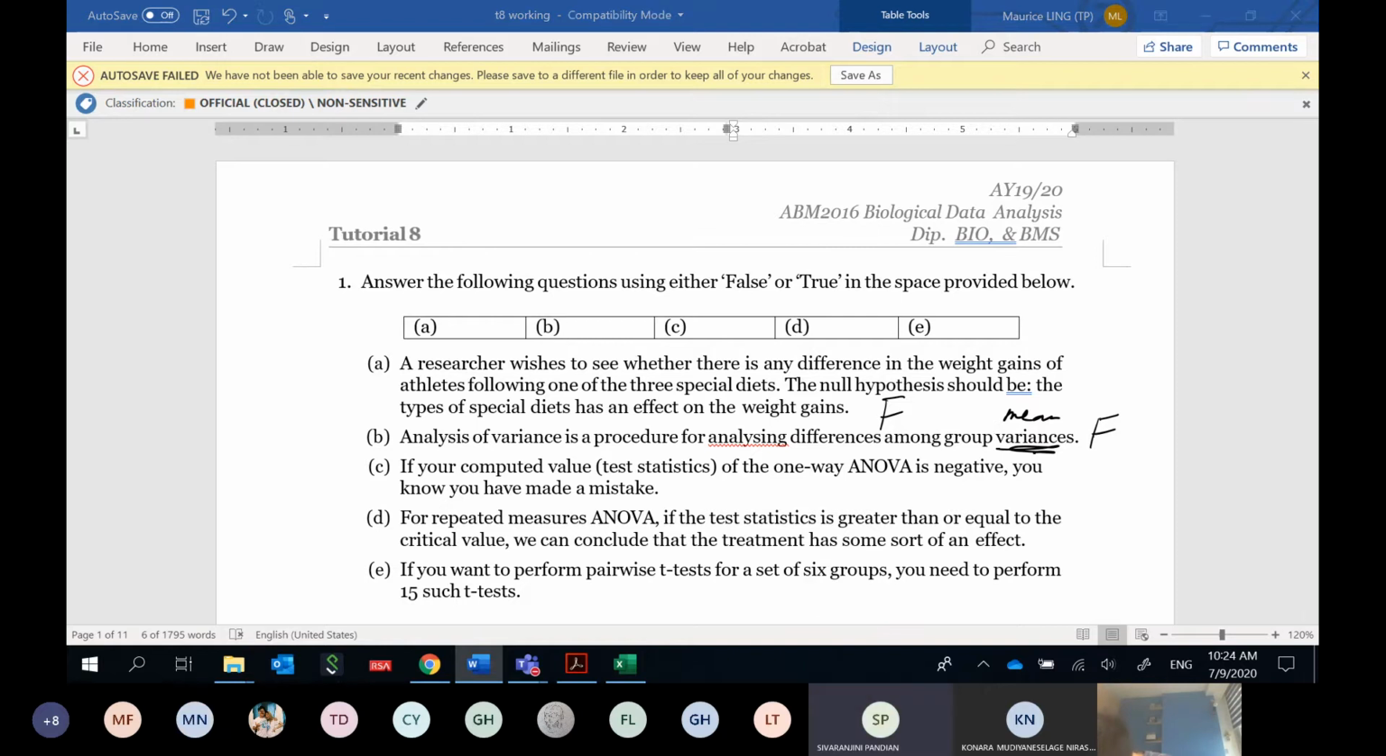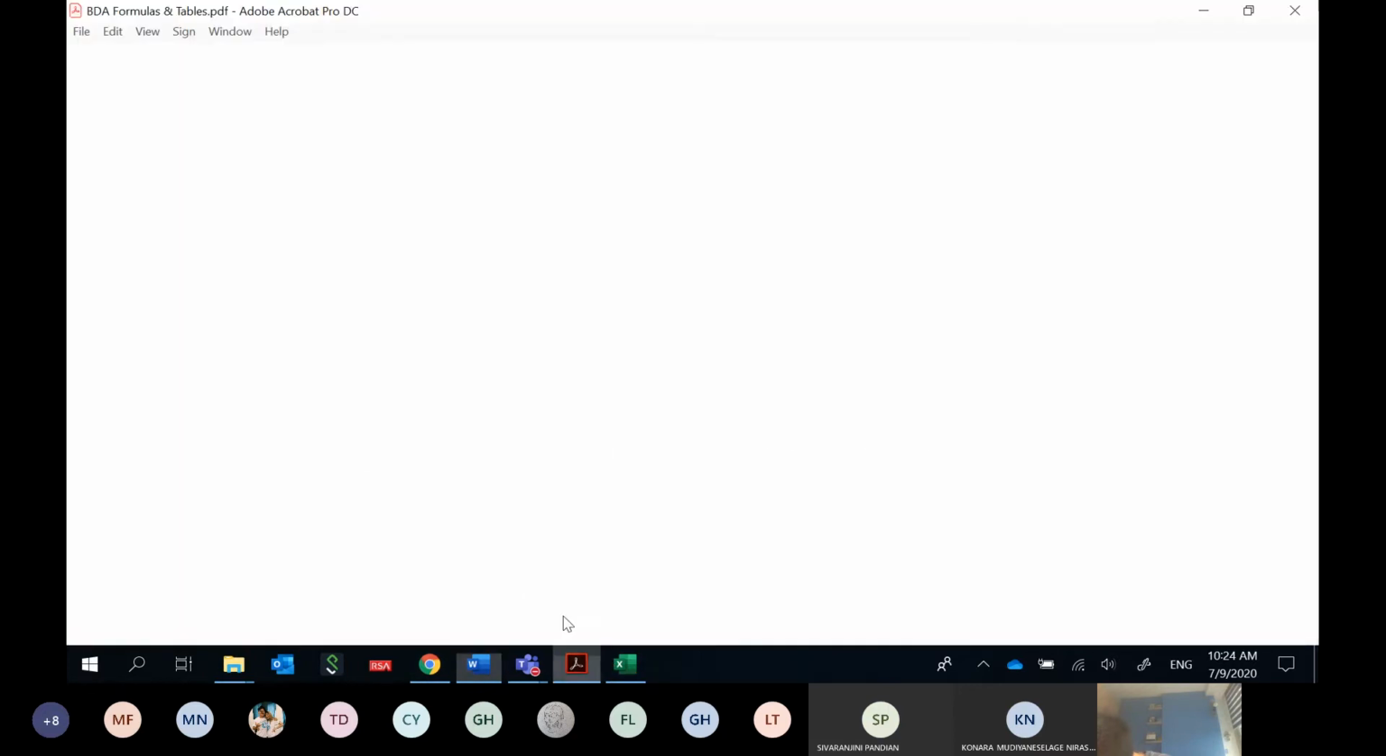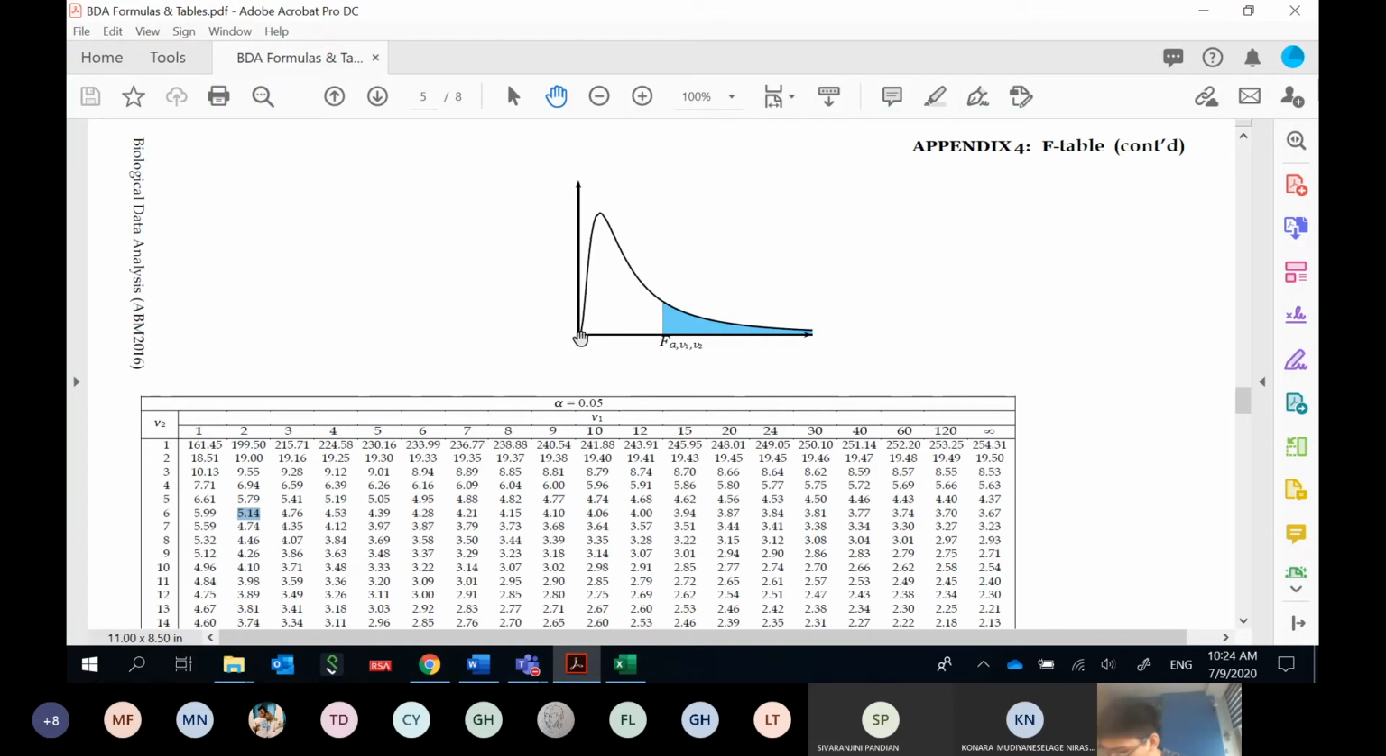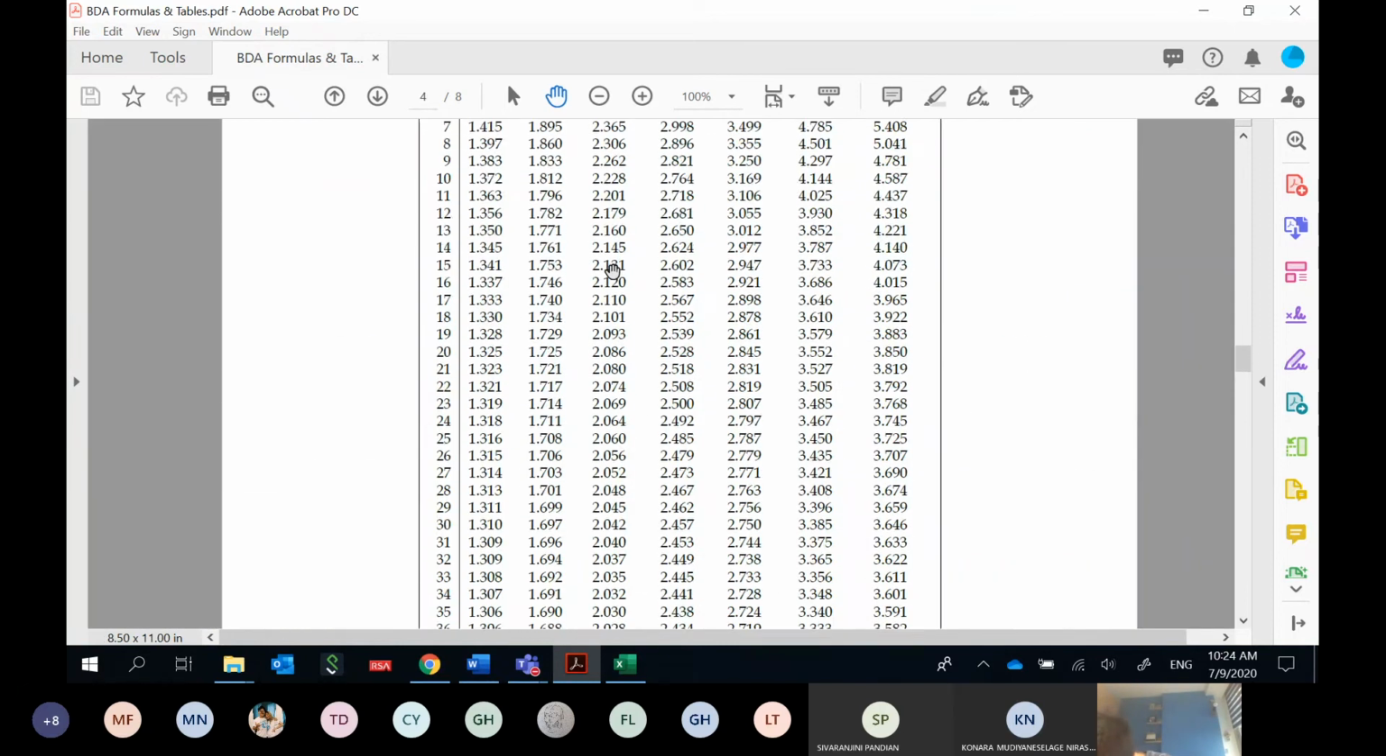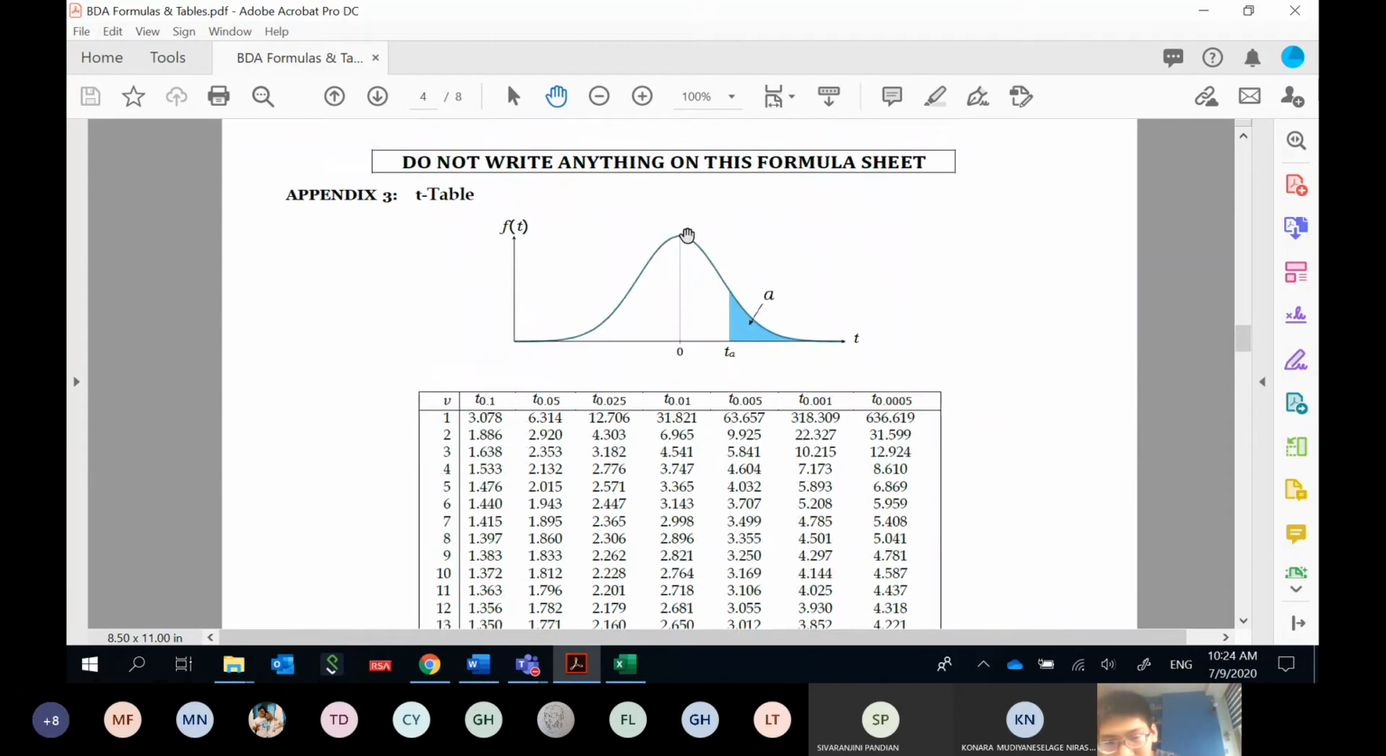True, correct. Okay. The F statistic can never be negative, because if you look at the table, it is hitting zero, so it can never be negative. Well, your t-test, you can go below zero.